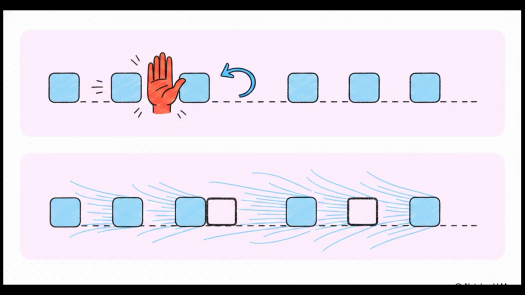With TCP, if just one single packet goes missing, the whole system hits the brakes. The receiver basically says, wait, hold on, I didn't get packet number 3, and it requests it again. Everything literally waits for that retransmission before moving on.